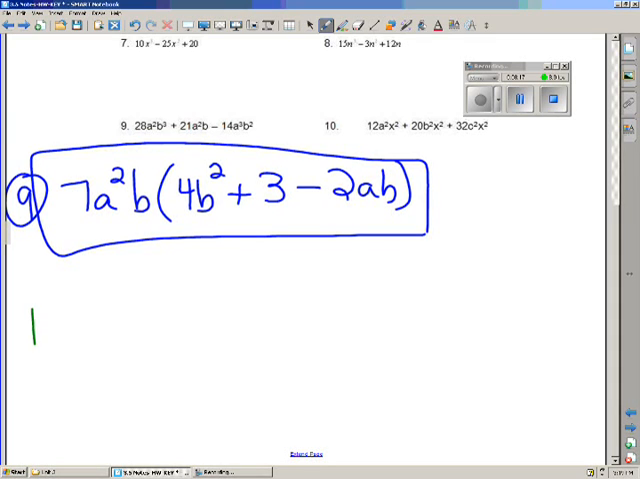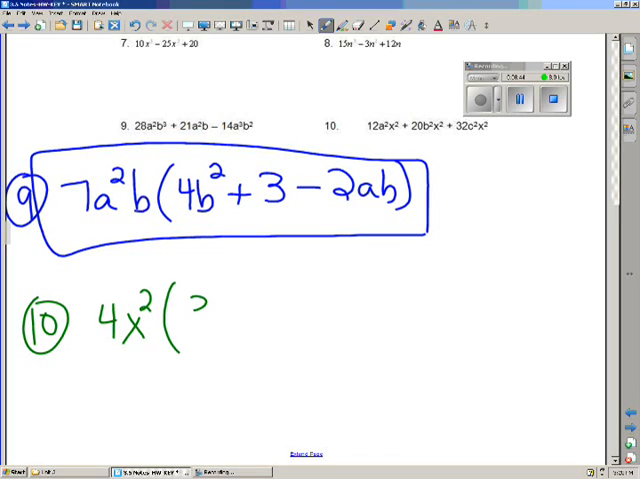If I look at number 10, 12, 20, and 32, I think everything is going to be divisible by a 4. So that's going to be part of my GCF. There's not A's everywhere. There's X's everywhere. So the X's is going to be X to the second. And there's not B's or C's everywhere. So the only GCF here is going to be 4x squared.